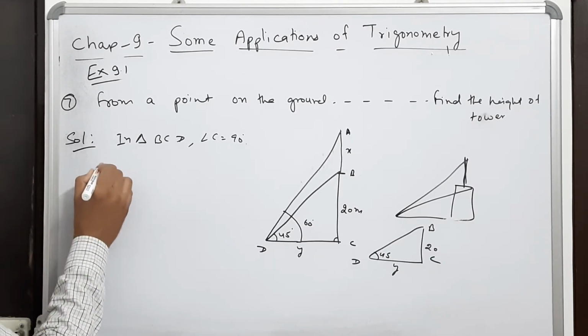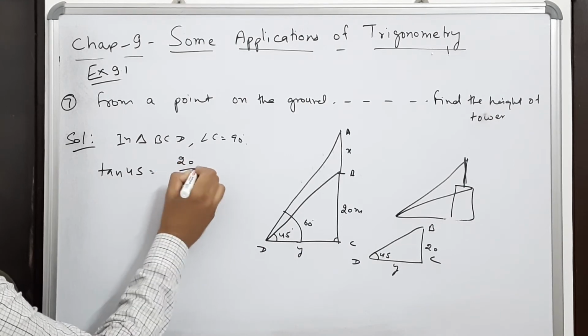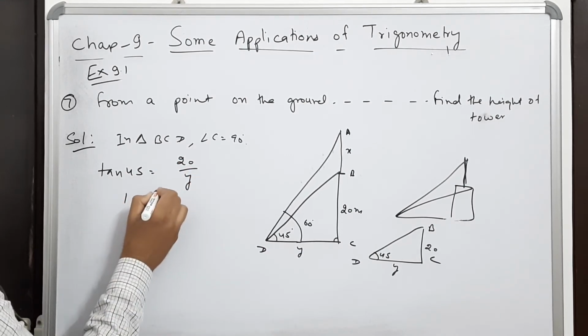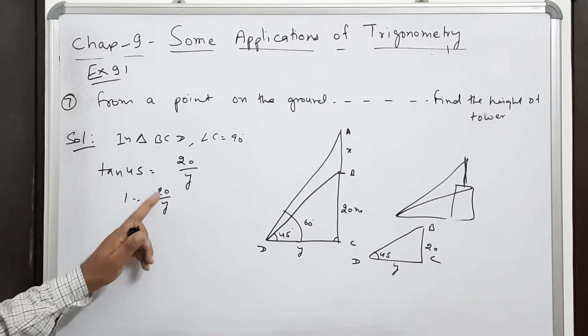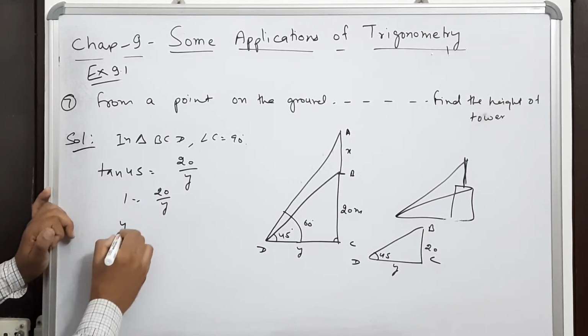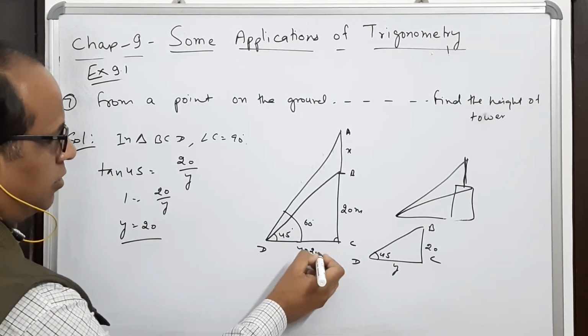Here, tan 45. The value of tan 45 will be 20 upon Y, and you know the value of tan 45 is 1. So the value of Y is 20. So that is the first part. Now we have got this length 20.